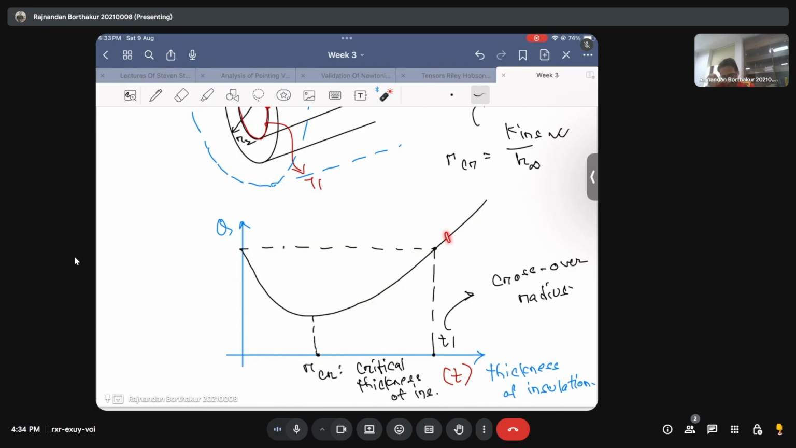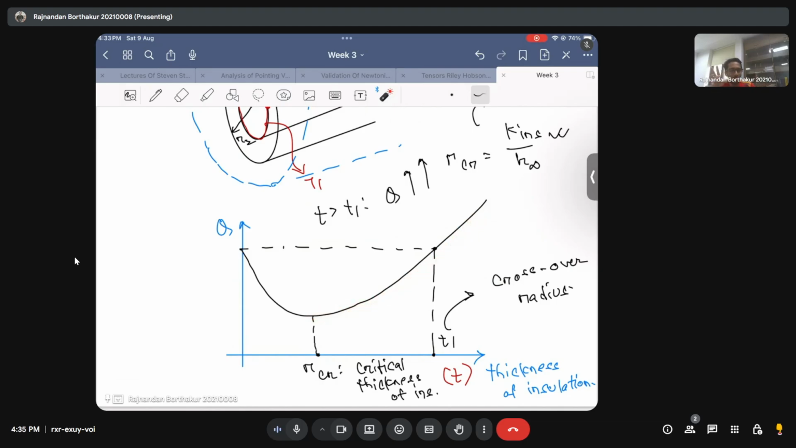But beyond this, for T greater than T1, your rate of heat transfer actually increases when you add an insulating material, which breaks the myth that insulation always minimizes the rate of heat transfer. In fact, to be precise, if your T is greater than RCR, your rate of heat transfer will increase, as you can see from this curve.